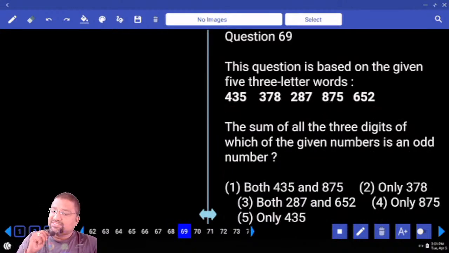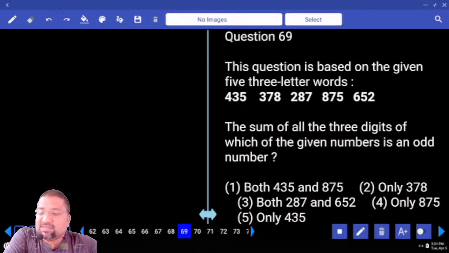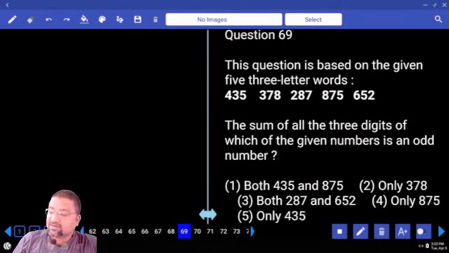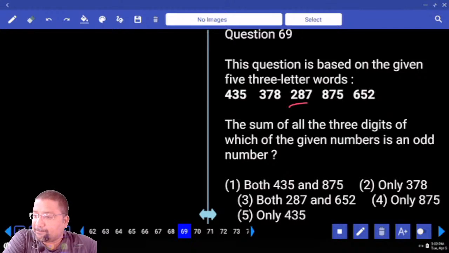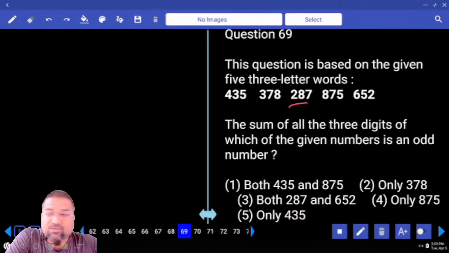The sum of all the 3 digits of which of the given numbers is an odd number? All the 3 digits are added. Odd or even? Odd. 7, 4, 3, 7, 5, 12. 3, 7, 10, 8, 18. 2, 8, 10 plus 7, 17. Odd or not? Next. 8 plus 7, 15. 15 plus 5, 20. Even. 6 plus 5, 11. 11 plus 2, 13. This is also odd. Your answer is both 287 and 652. What option is that? Third option.